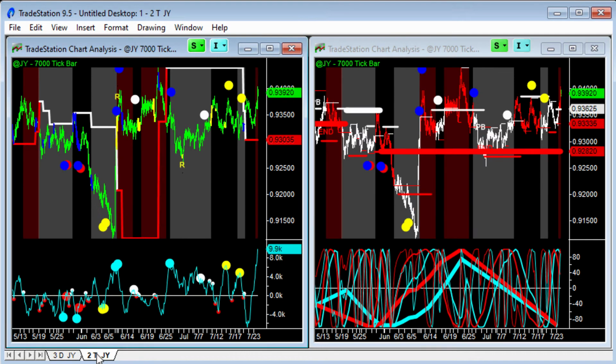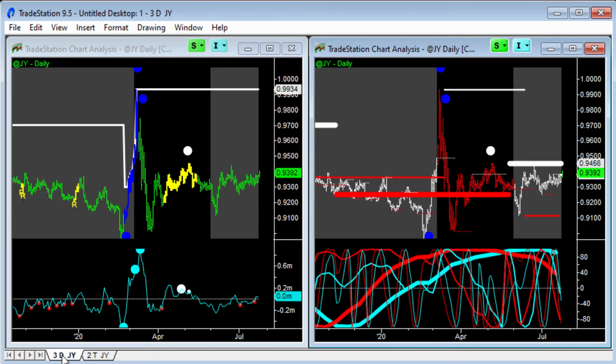And then we've got the 7,000 tick bar chart, which is a couple of time frames down from the daily chart. So that gives us a little bit more granularity. The big setup is on the daily chart, but then you can zero in on the tick bar chart to time your entry and see what's going on at a more micro level.